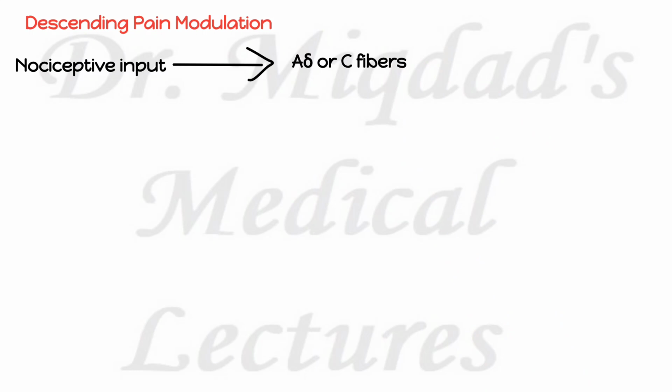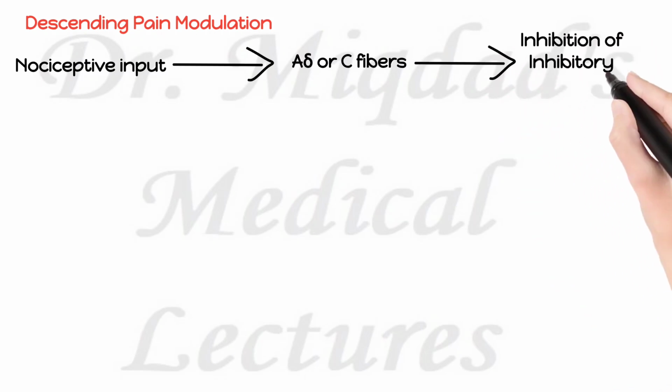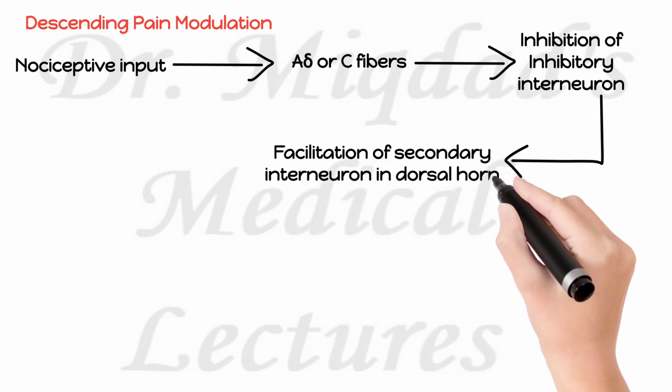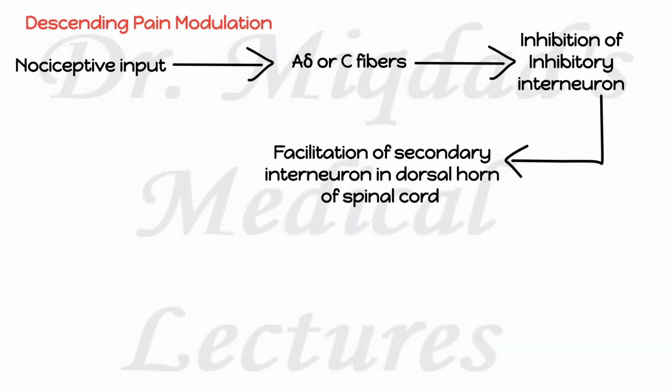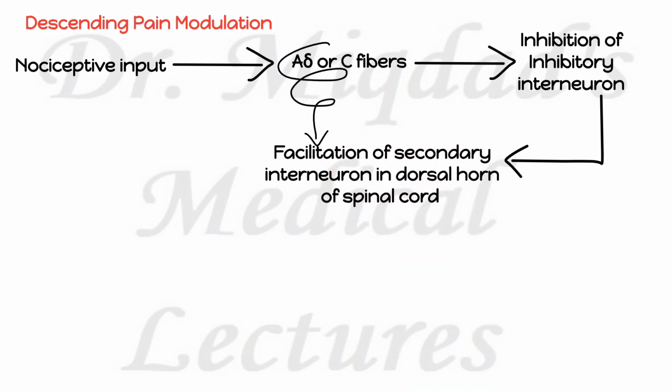By these synapses, these A delta and C fibers inhibit the inhibitory interneuron, thereby indirectly facilitating the secondary nociceptive neuron by releasing them from inhibition. And they also stimulate the secondary nociceptive neuron directly by synapsing with them. So if we stimulate the A delta and C fibers, the overall net effect is opening the gate at substantia gelatinosa and passage of nociceptive impulses upwards towards the brainstem.